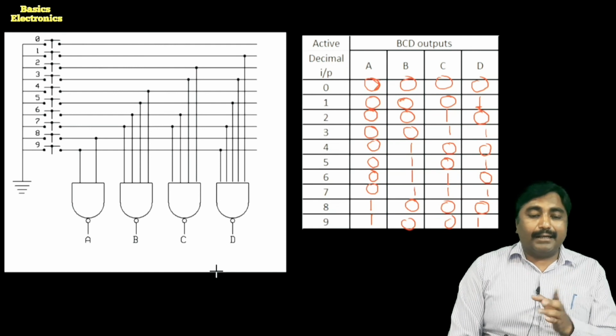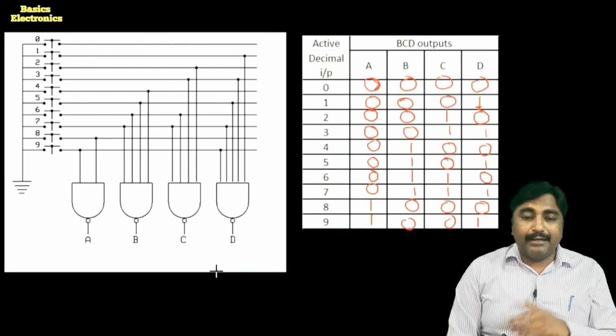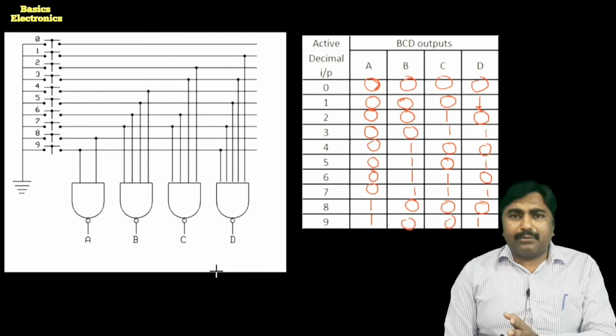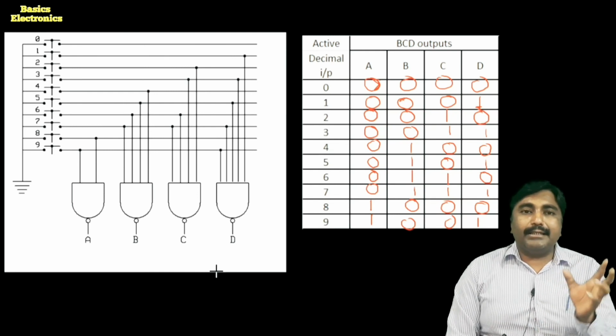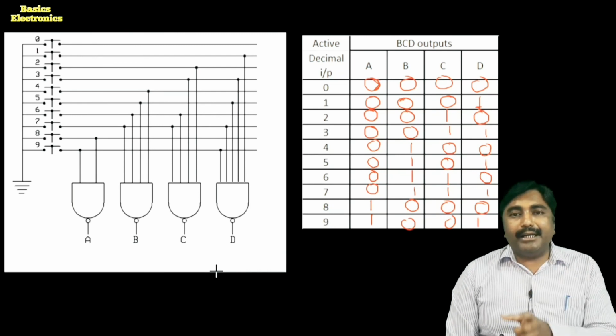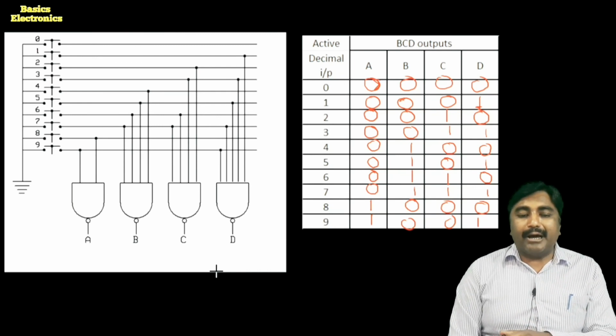Okay, so I think you got all the answers in this video lecture. Next time we will see what is a priority encoder and how the priority encoder works. We have to see only the symbolic representation of the priority encoder. We have to see the meaning of the priority encoder, not the internal logic diagram of the priority encoder.